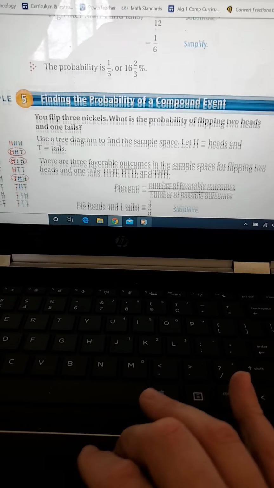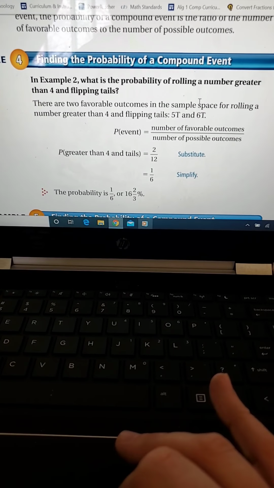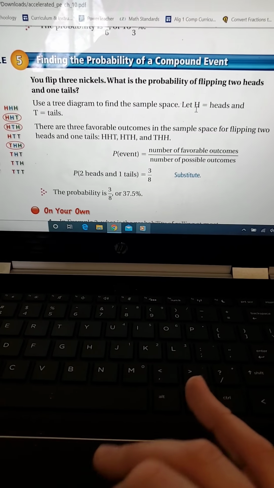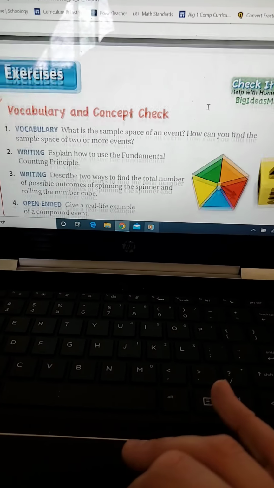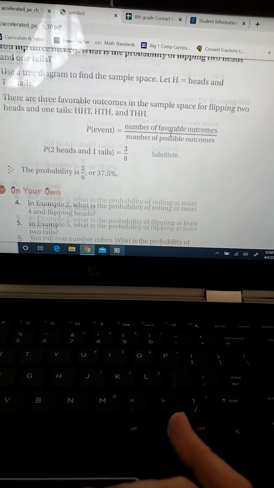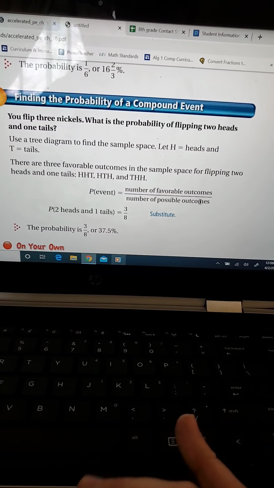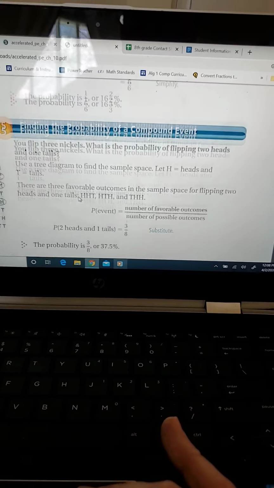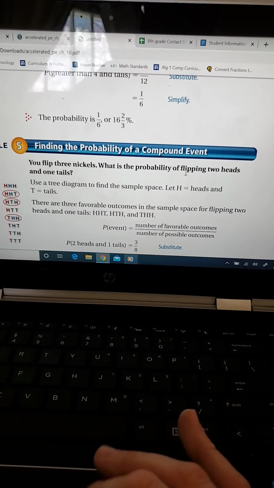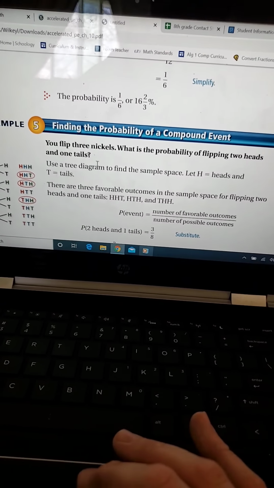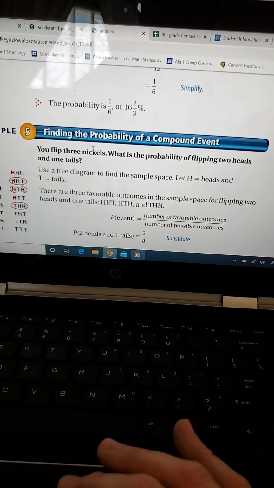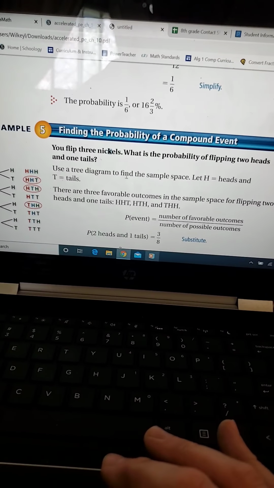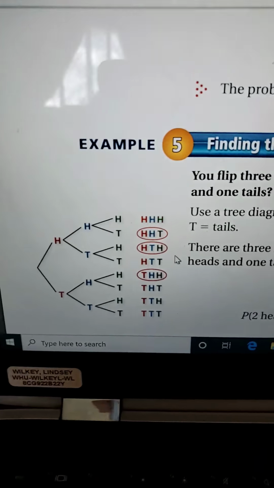Okay, let's see. Find the probability of a compound event. We already did something like that in the DeltaMath question. Okay, this is a good question. You flip 3 nickels. What's the probability of flipping 2 heads and 1 tails? Okay, so this is 2 things happening. We need to flip 2 heads and 1 tails. Use a tree diagram to find the sample space. So we see this tree diagram over here.